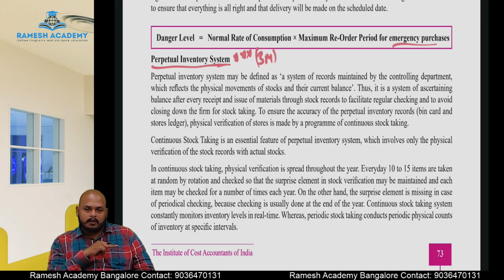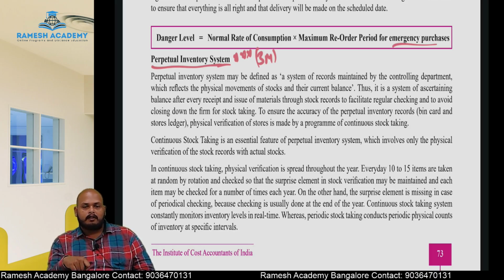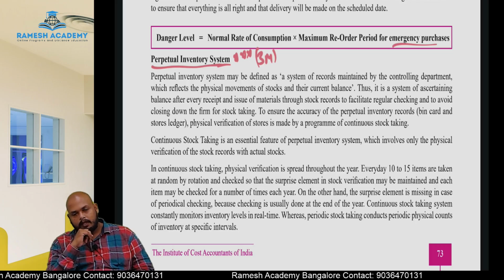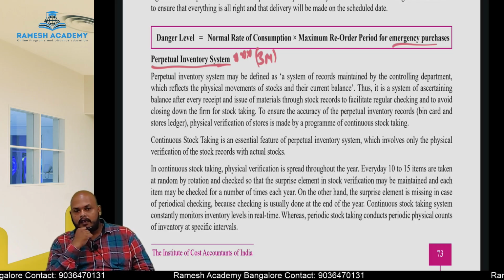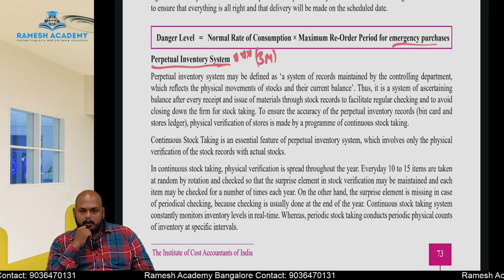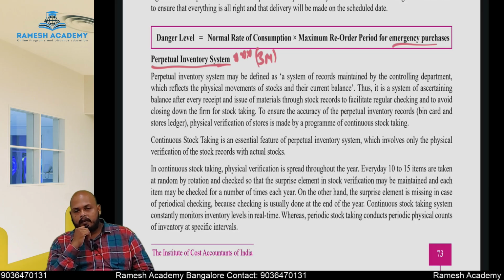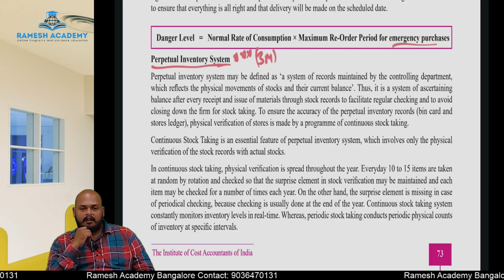The closing stock of yesterday should match with the opening stock of the third party audit. So these kind of verifications they will do on a regular basis. Employee stock audit they will do, quarterly audit, month end audit, year end audit, half yearly audit they will do.